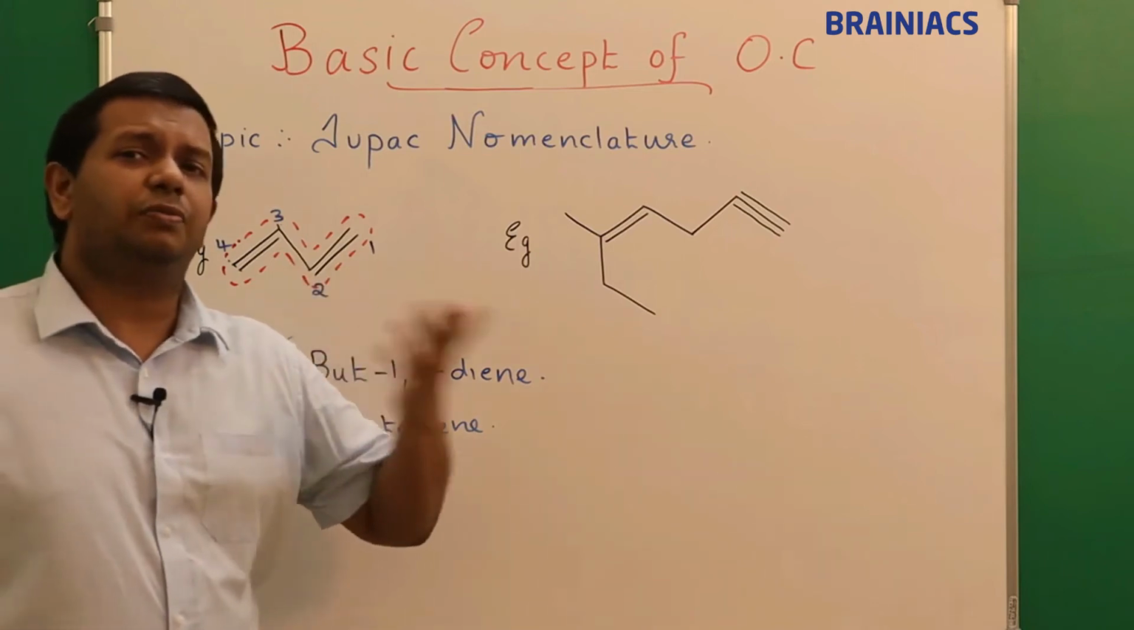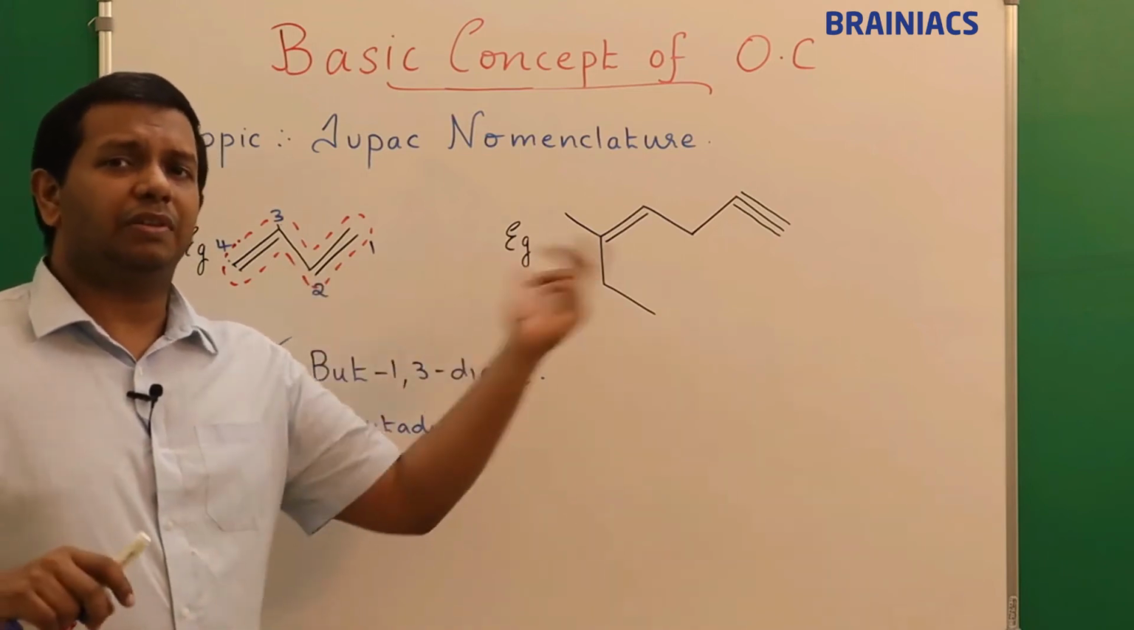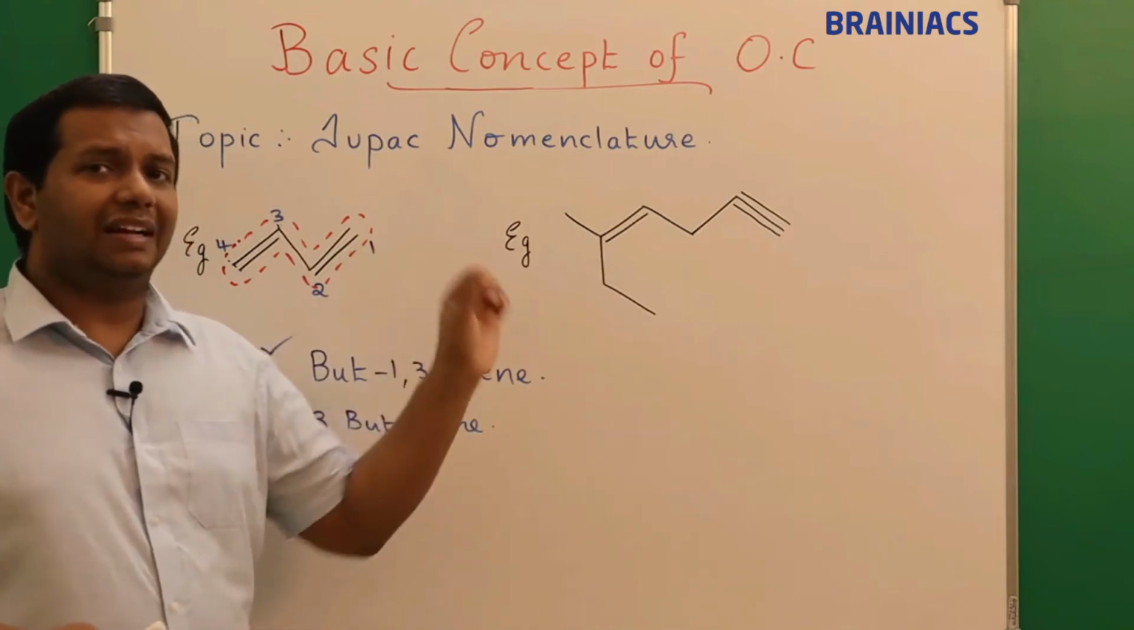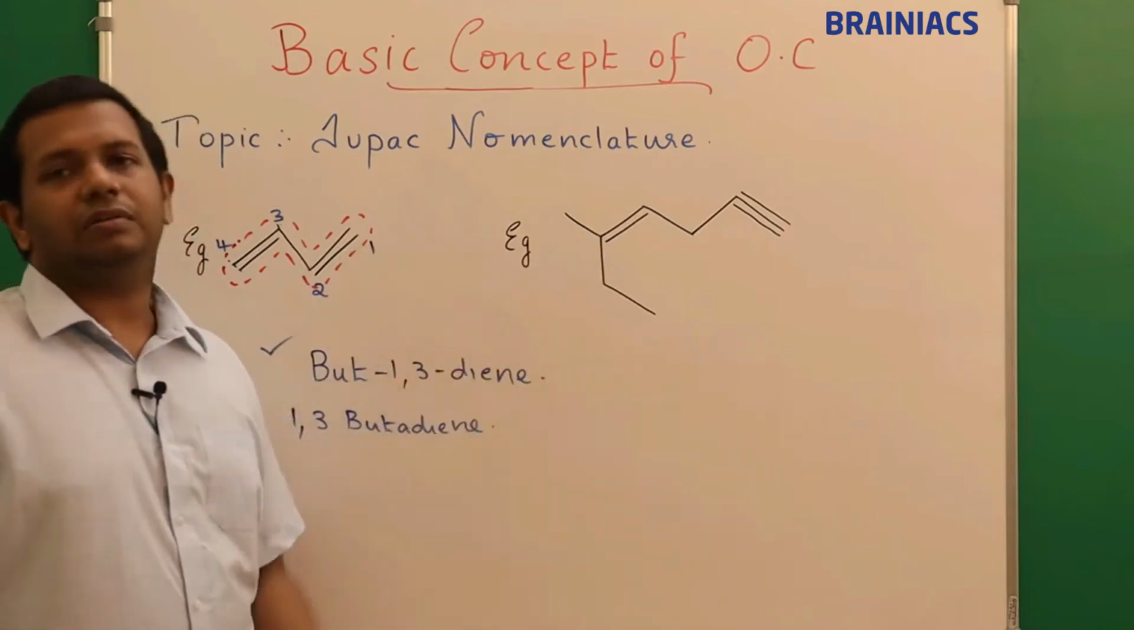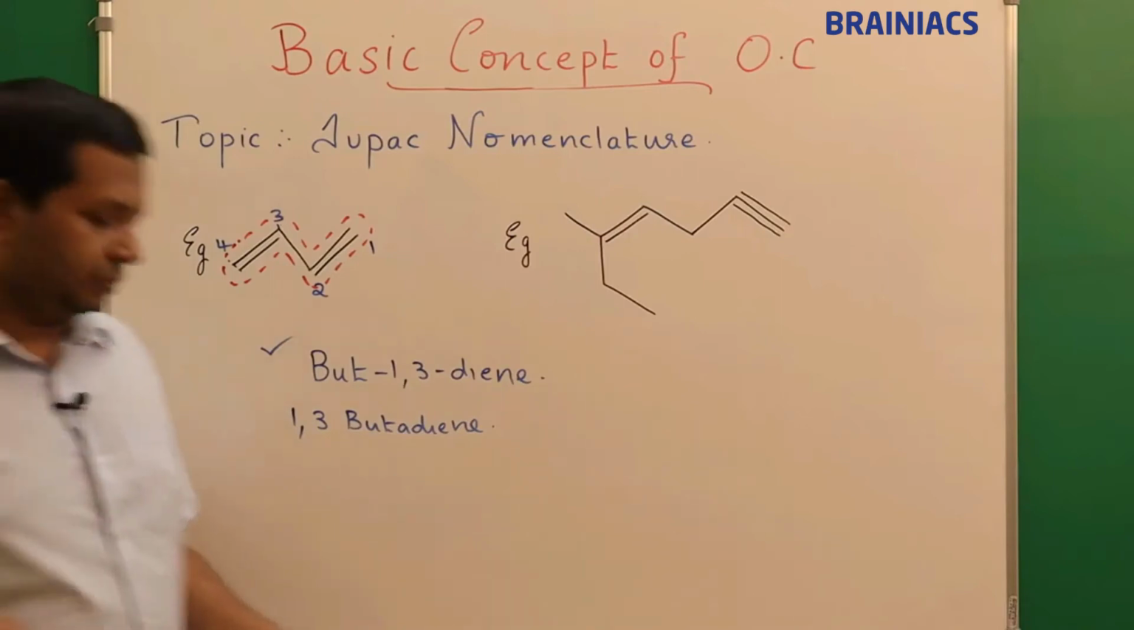Okay. And a very important point to remember here is that di, tri, tetra are not considered for alphabetical comparison. If you want to compare with another substituent, don't take the D of the di. You should take the other one. Okay. That you should keep in mind.